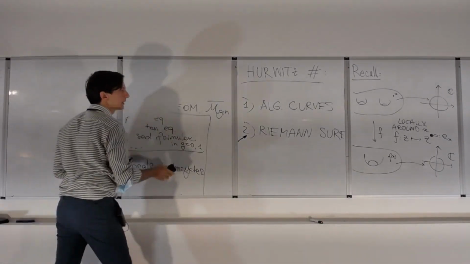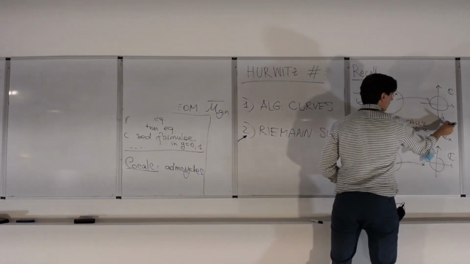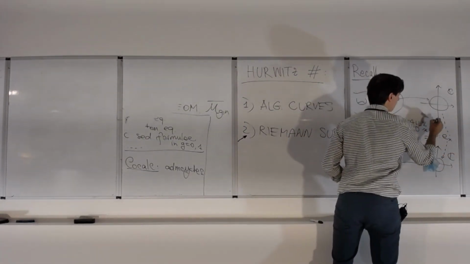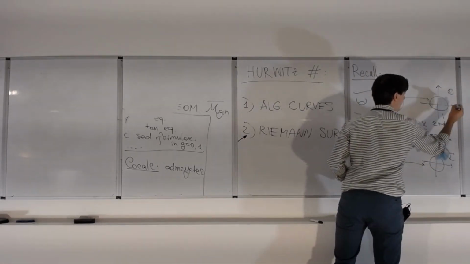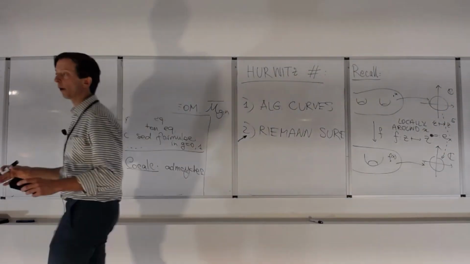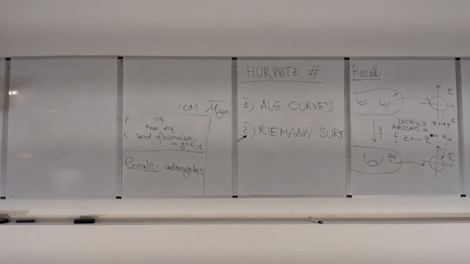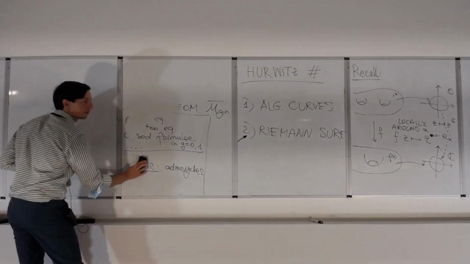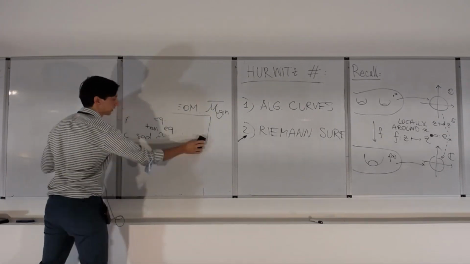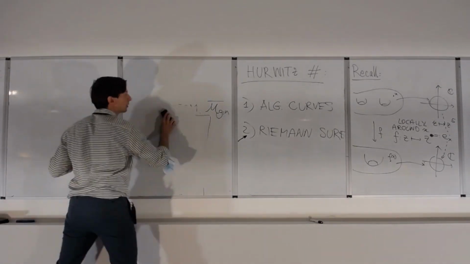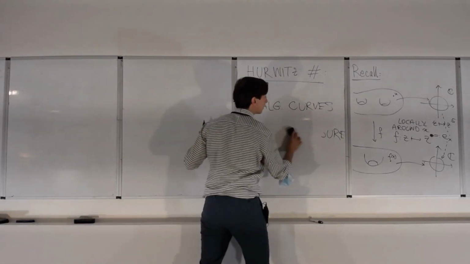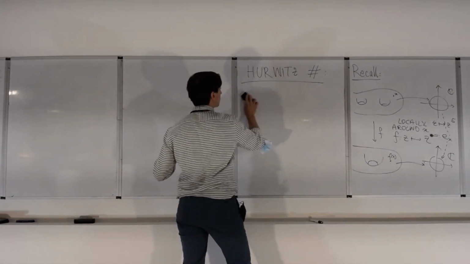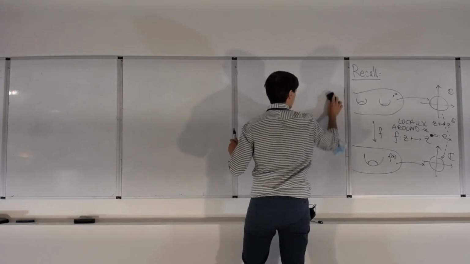I'm just stating that, so here, this map locally looks like Z goes to Z to the power, say, 5 or so. And near every point you can find such an expression. You have a well-defined exponent. That's what I'm saying.